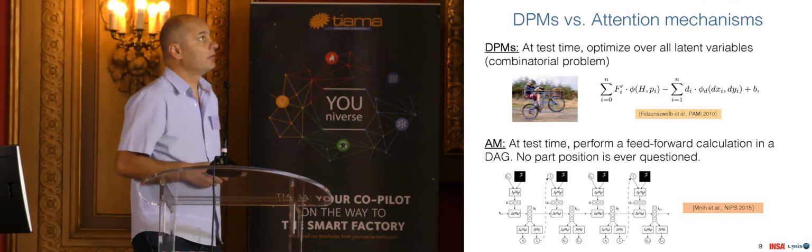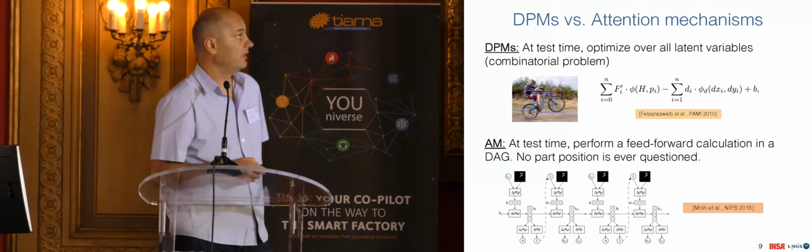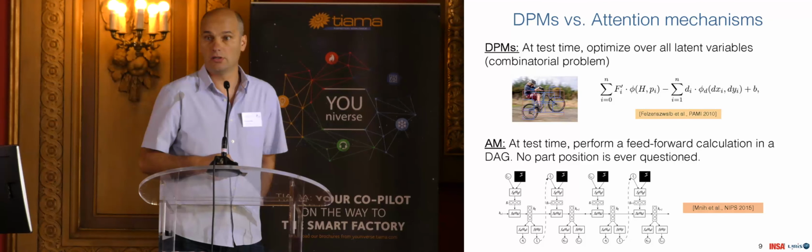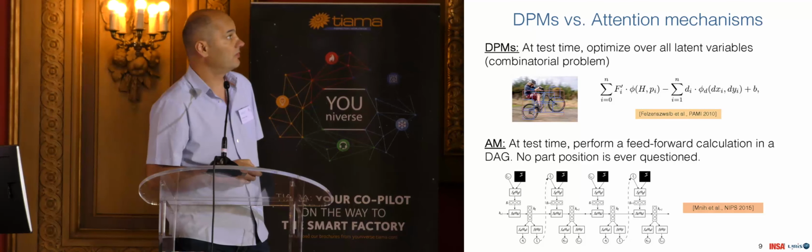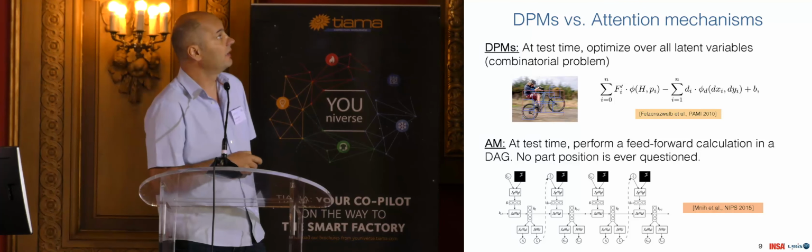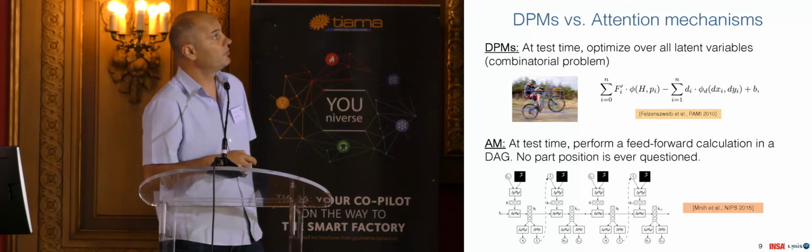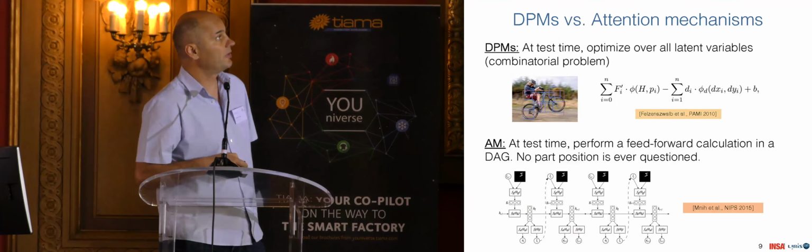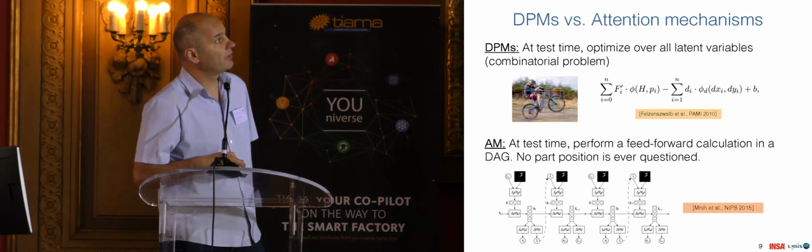So if we compare how deformation models and attention mechanisms in vision work, this is a summary of what I just said. Combinatorial problems here are solved, so I check all the different latent positions by solving this equation with respect to the positions here, pi.